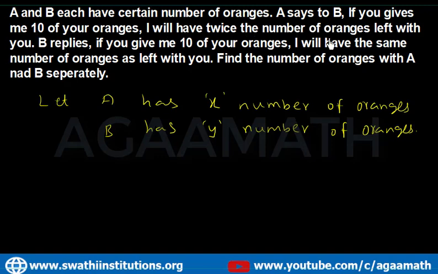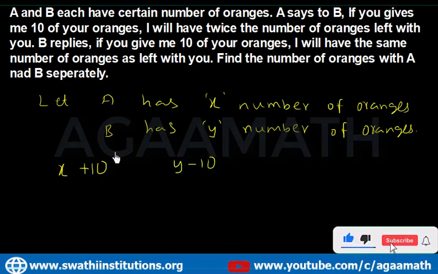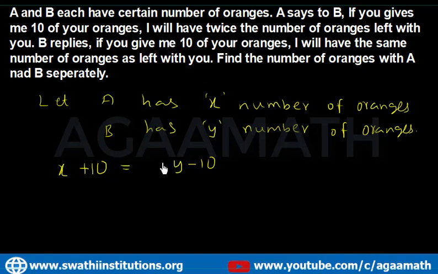If A says to B, if you give me 10 oranges, so A would get 10 oranges. Actually A has x. Now 10 oranges were given from B. So what would B have? y minus 10. And what he said is that I will have twice the number of oranges left with B. The number of oranges left with B is y minus 10, twice, that is 2 times. So this is condition 1.